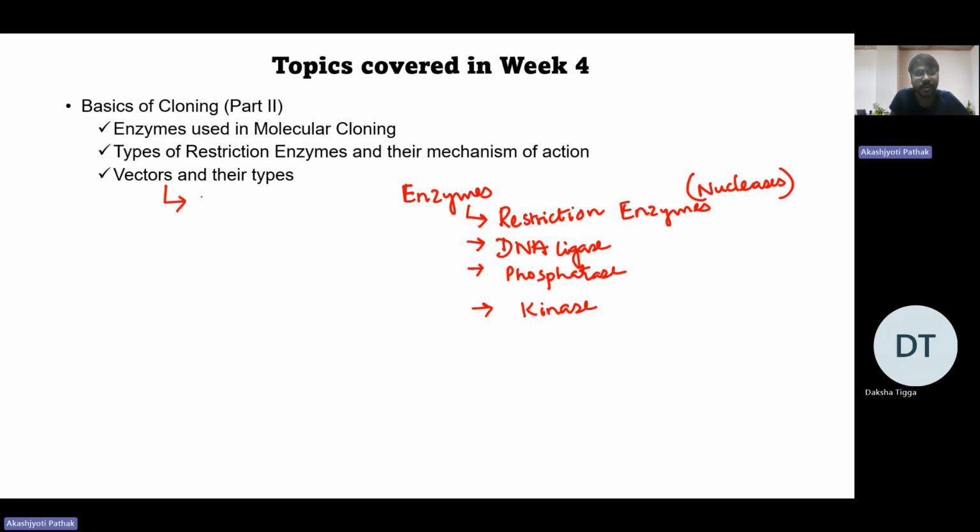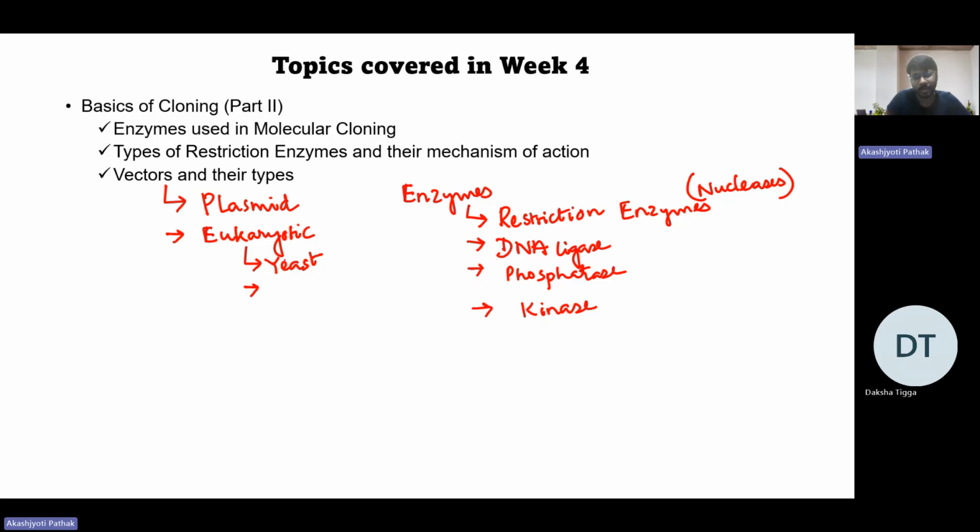Prokaryotic vectors are mainly the plasmid vectors, also called bacterial vectors. If you want to clone a gene in a bacterial vector, then it is usually a plasmid vector. For eukaryotic, there are several types of vectors that we learned, like the yeast plasmid vector, yeast artificial chromosome. Then there is baculovirus based vector. Then there are mammalian cell based vectors. We will learn each of these in today's session.